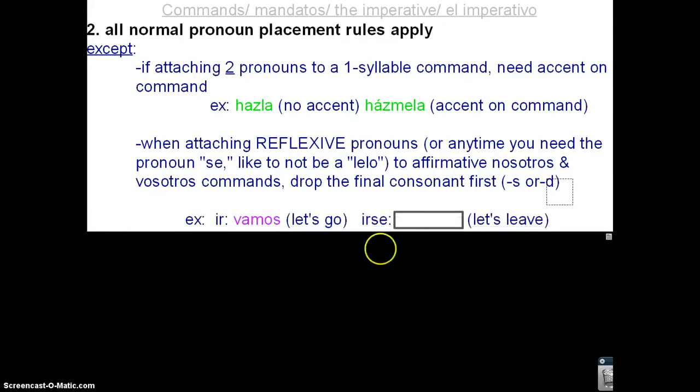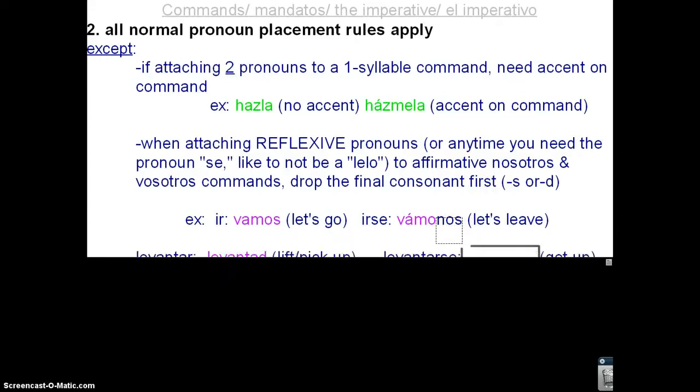An example. If I was just giving the affirmative command of ir in the nosotros, it's just vamos. But if I want to give the affirmative nosotros command of irse, before I attach that nos reflexive pronoun, I have to drop the S, and it's going to become vámonos, because I drop the S, attach the nos, and we still need an accent on the penultimate syllable, not counting the pronoun.